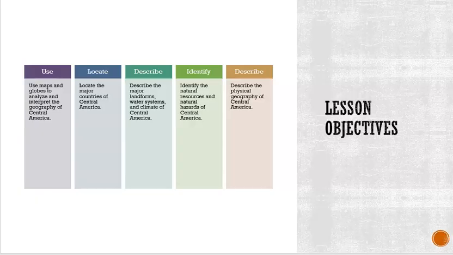Our lesson objectives are to use maps and globes to analyze and interpret the geography of Central America. We'll locate the major countries of Central America, as well as describe the major landforms, water systems, and climate of the region. We'll also identify the natural resources and natural hazards, as well as describe the physical geography of Central America.